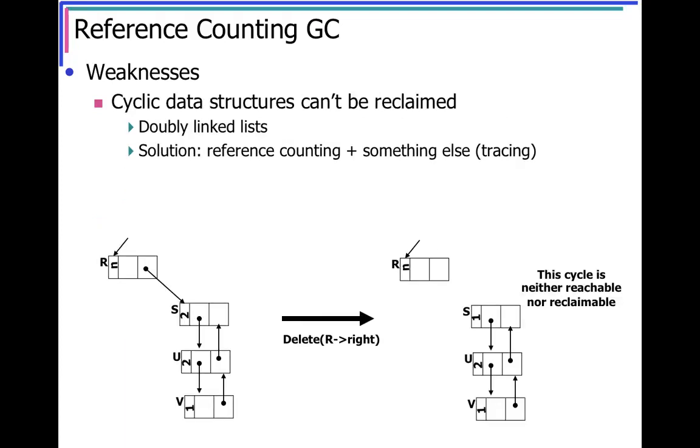The biggest weakness of reference counting garbage collection, however, is that cyclic data structures cannot be reclaimed. If you look at this example at the bottom, we want to remove the reference from the right field of R to S. When we do so, because S is the start of a doubly linked list, we decrement the reference count of S, but it never goes to 0. So therefore, we never chase its children, and therefore we can never clean up this cycle. So cyclic data structures cannot be handled.